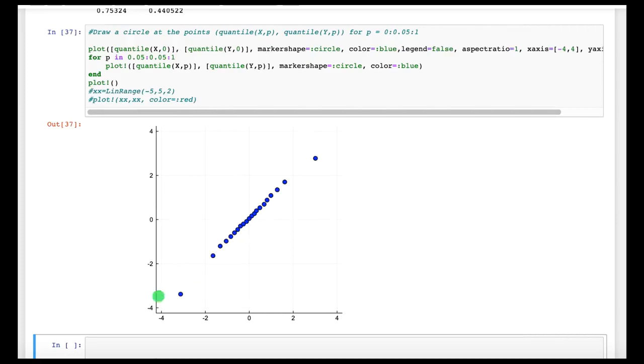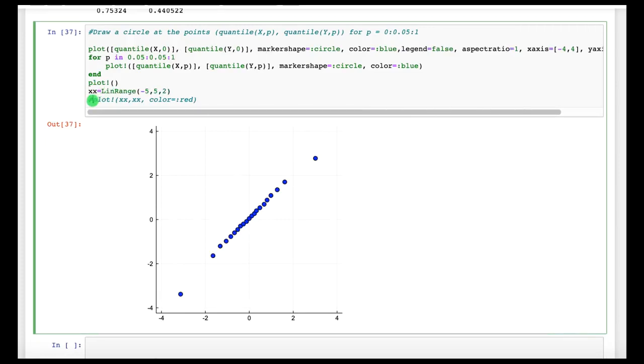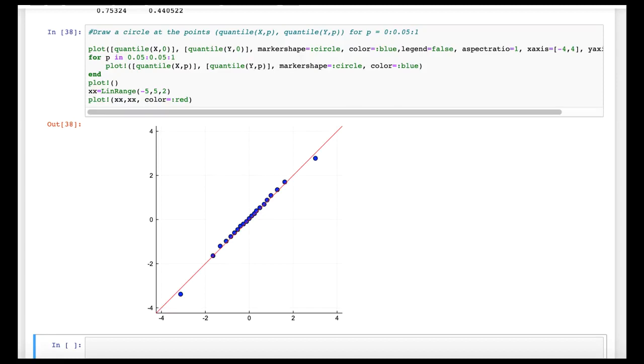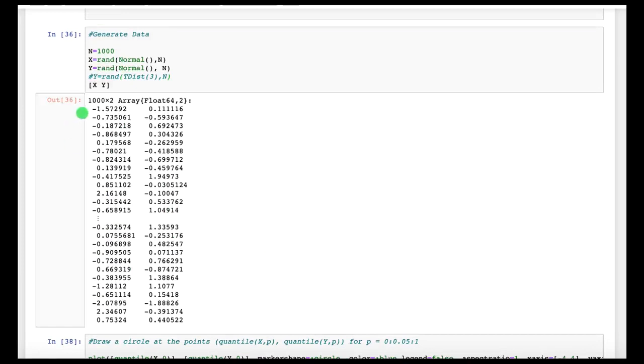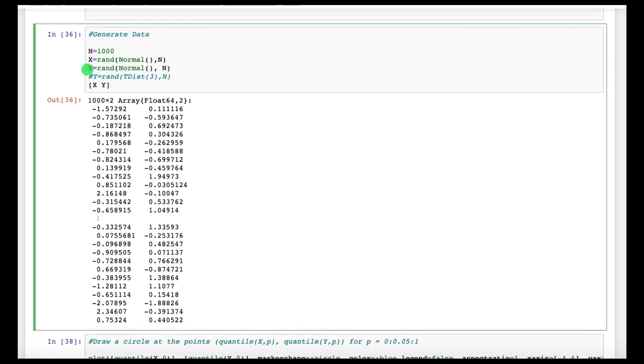And as you can see, they lie more or less along a straight line, which indicates that these distributions are related. And if I plot the line y equals x, you can see that they lie along this straight line. In other words, we can deduce from this that x and y come from the same distribution, which we already knew. Next, I'll generate data from the standard normal distribution and the t-distribution with 3 degrees of freedom.